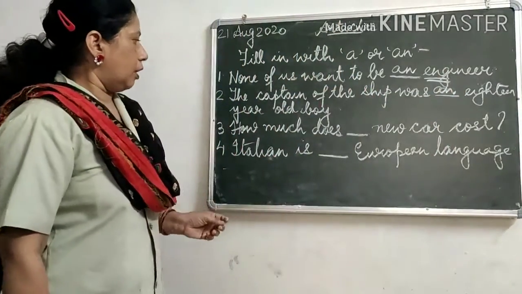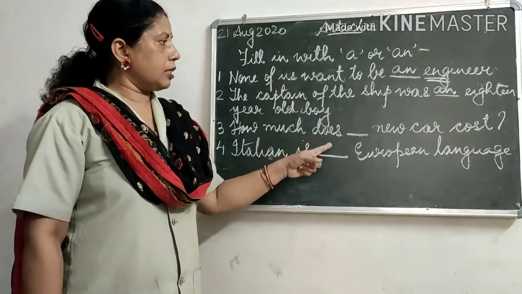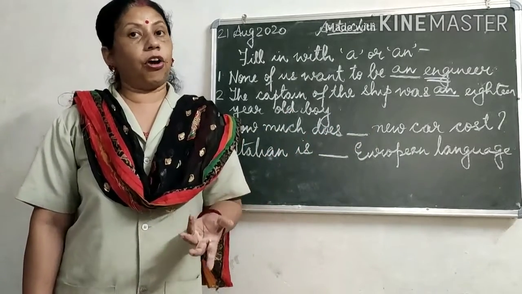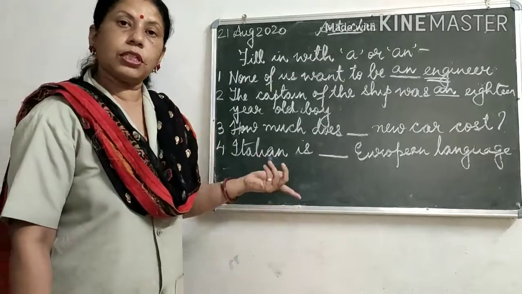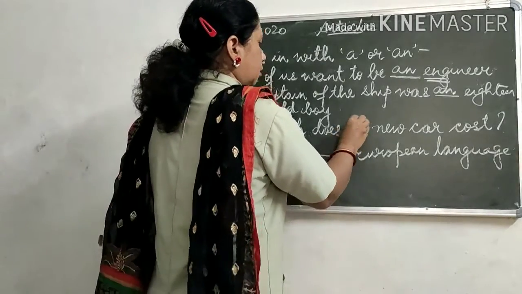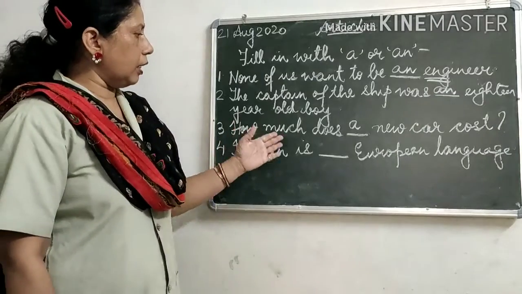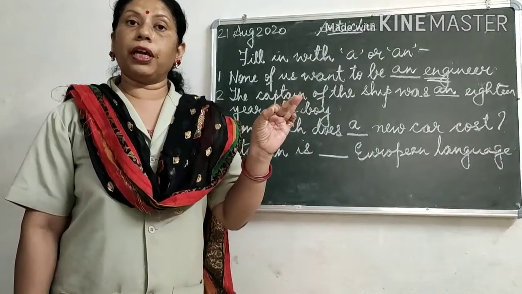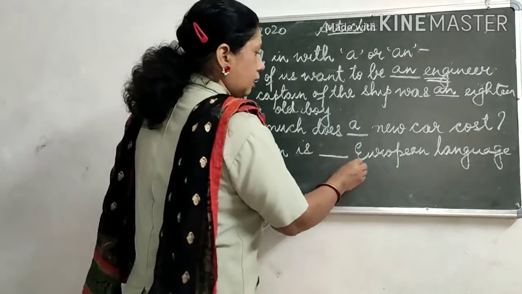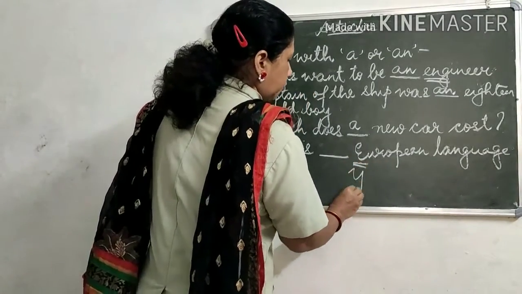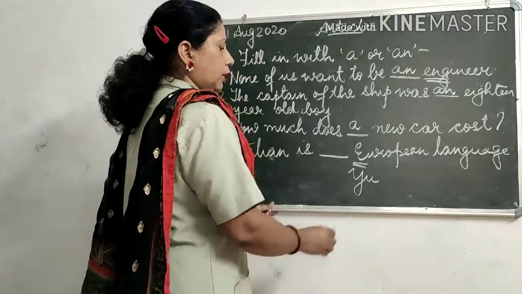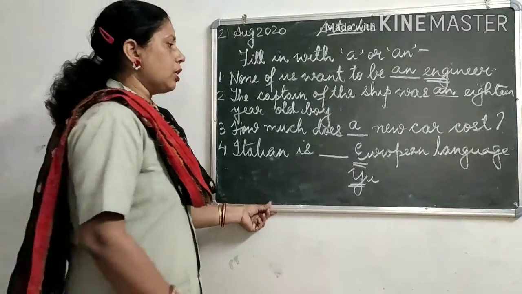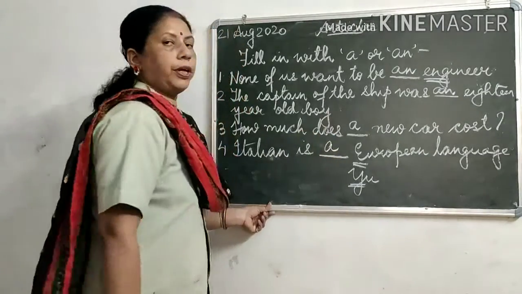Right. Then how much does dash new car cost? New. So that is a consonant sound. So I have to use the article a. Then Italian is dash European language. European. How do I pronounce that? E is pronounced as Y-U. So that means since Y is a consonant, I have to use a European.